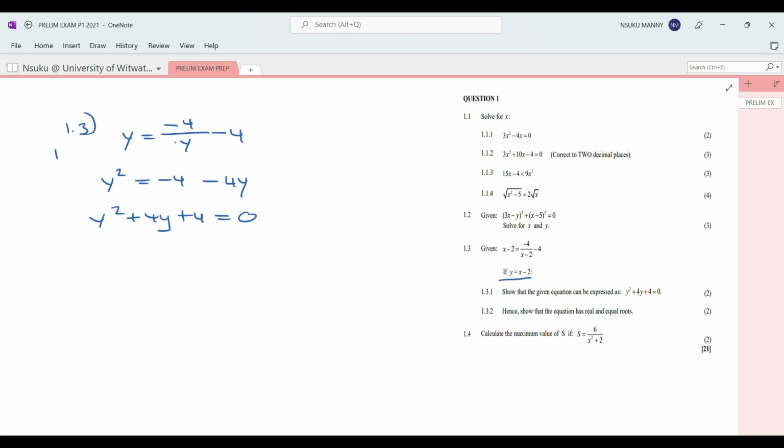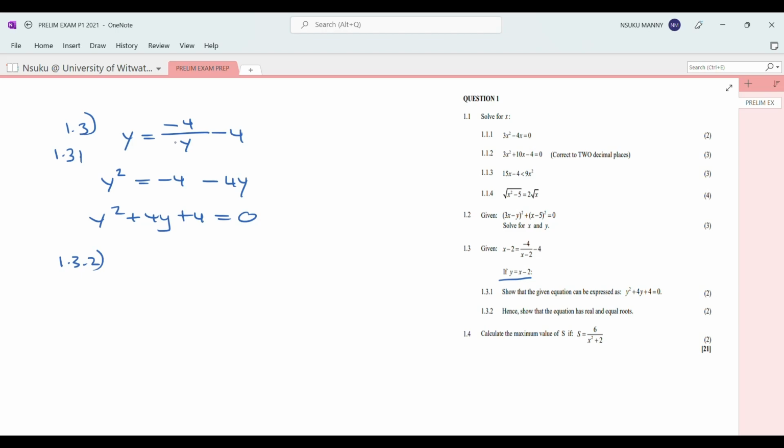The next question is 1.3.2. It says, hence show that the equation has real and equal roots. Real and equal roots. Alright?